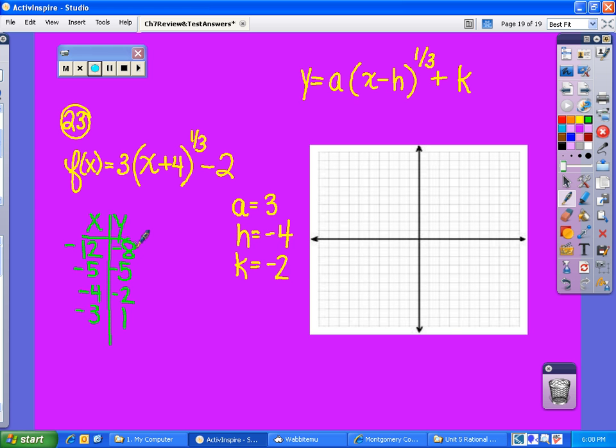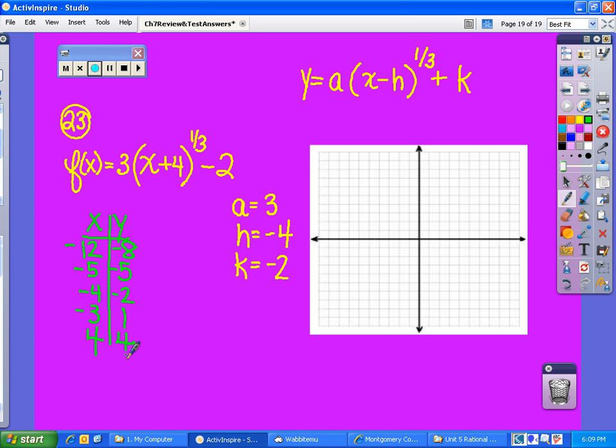Another value that it's easy to take the cube root of is 8. In order for what's in parentheses to equal 8, x would have to equal 4. That'll be the next value in our table. When x is 4, inside the parentheses we have 8. To the 1/3 is +2. Times 3 is 6, minus 2 is 4. This gives us 5 values.